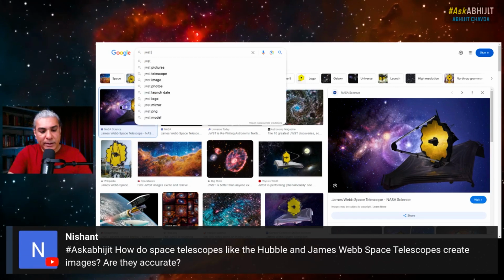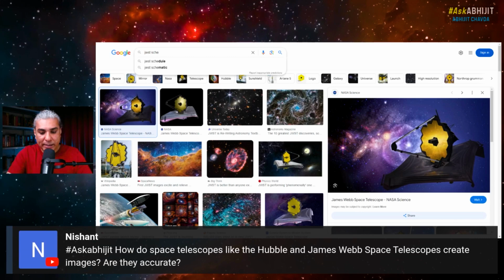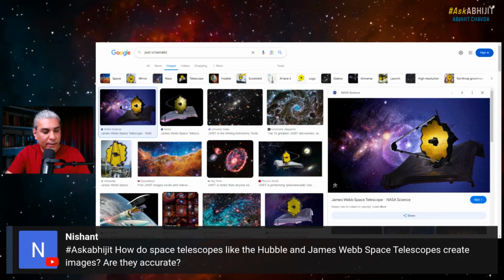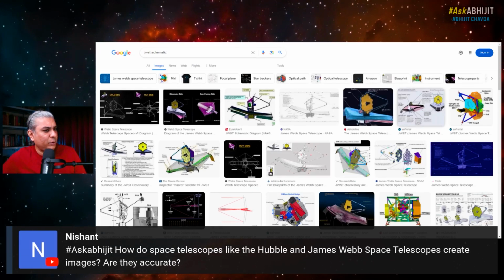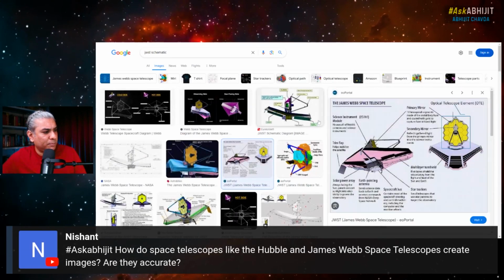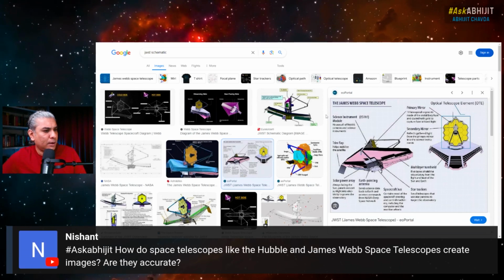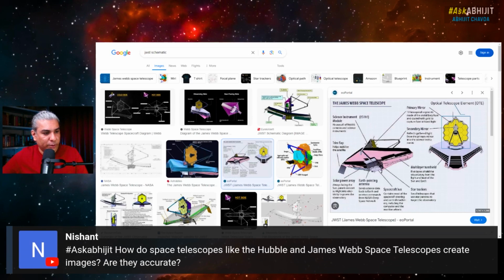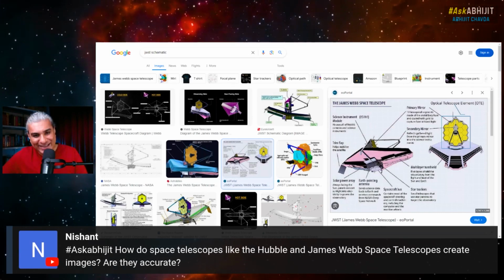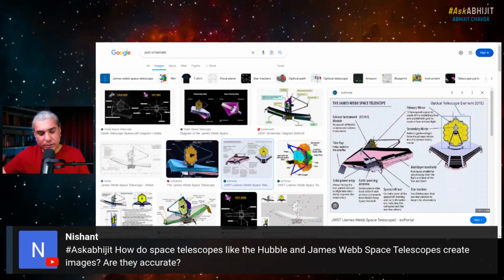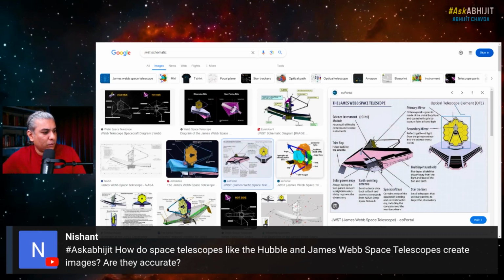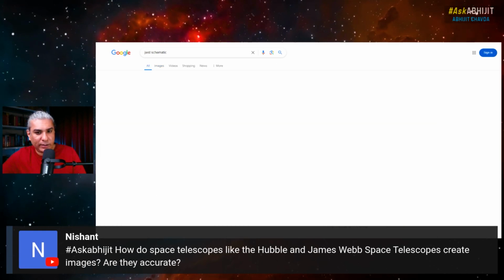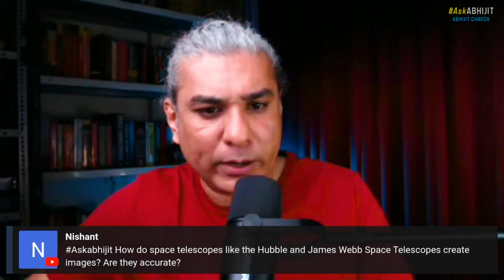Let us look at the schematic diagram. If you look at this, it will tell you what the components are and how it actually works. You have the primary mirror, 18 hexagonal segments made of beryllium and coated with gold. There's a secondary mirror which gathers the reflected light and gives it to the primary scientific instruments, and these instruments process the light and give you the scientific data. So that's how it works.